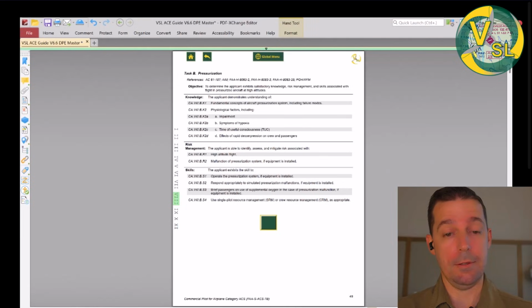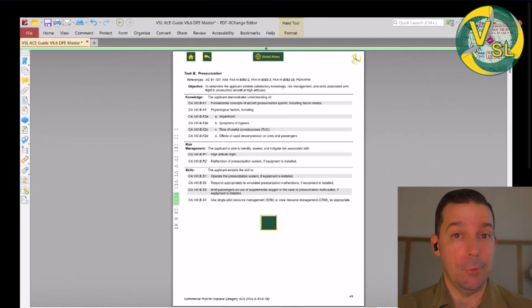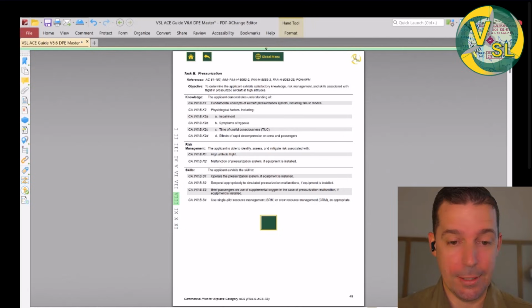So then on to pressurization. This has another 4 skills. Those skills are operate the pressurization system if installed. Okay, so we're probably doing this in a checkride that doesn't have a pressurization system, in an aircraft that doesn't have that, rather. Skill 2 is respond appropriately to simulated pressurization malfunctions if equipment is installed. So again, that's not applicable to us. Brief passengers on use of supplemental oxygen in the case of pressurization malfunction if equipment is installed. Again, doesn't apply to us.